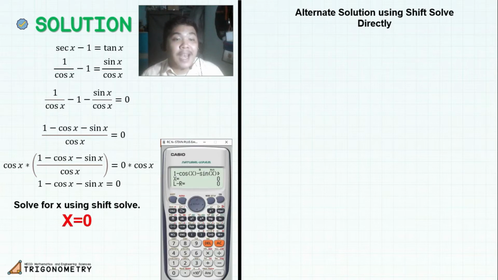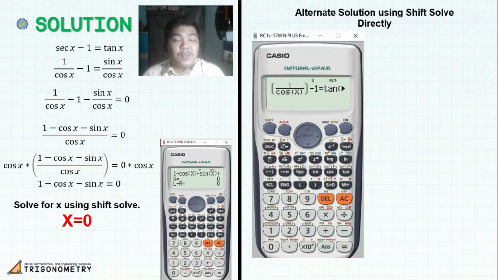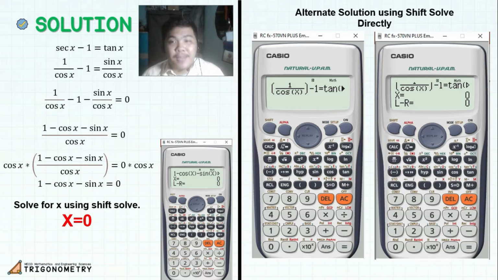Inputting it, we will have a value of x equal to 0 as our answer. We also have an alternate solution using shift solve directly. We can easily put our first equation in our calculator by changing secant of x, since we don't have secant of x in our calculator, to 1 over cosine of x, minus 1 is equal to tangent of x, which will give the same answer.